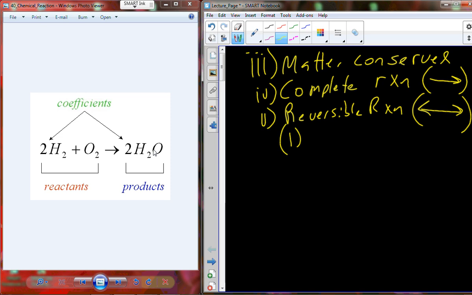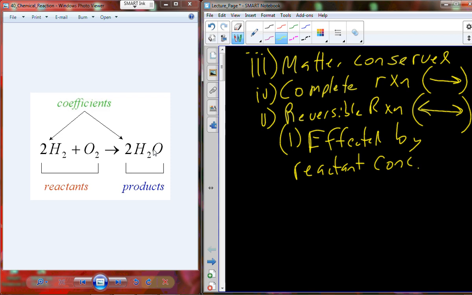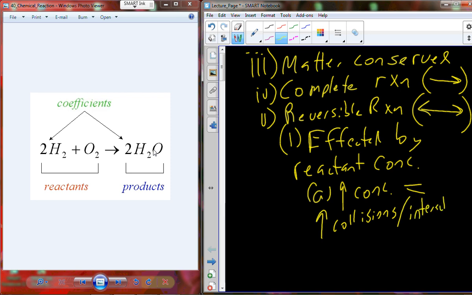Now, these reversible reactions are going to be affected by the reactant concentration. Okay, so as we increase the concentration of the reactants, so in this case, more hydrogens and more oxygens, what invariably we're going to do is increase the collisions, interactions, and the rate of the chemical reaction.